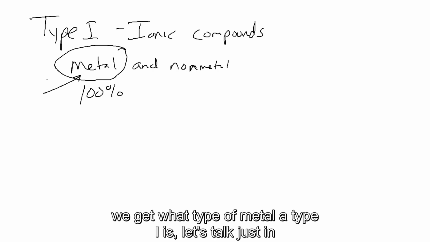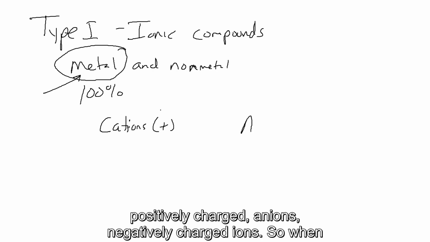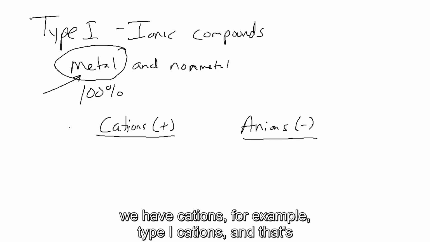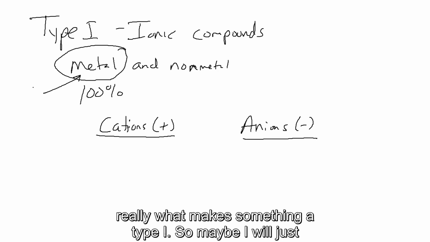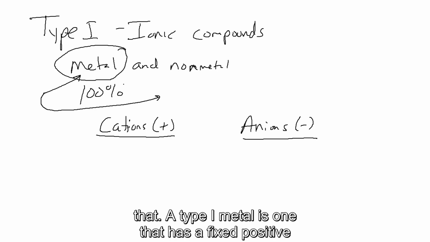Now, before we get to what type of metal a type 1 is, let's talk just in general about naming cations and anions. So again, cations positively charged, anions negatively charged ions. So when we have cations, for example, type 1 cations, and that's really what makes something a type 1, maybe I will just talk about what that is real quick before we get into that. A type 1 metal is one that has a fixed positive charge.